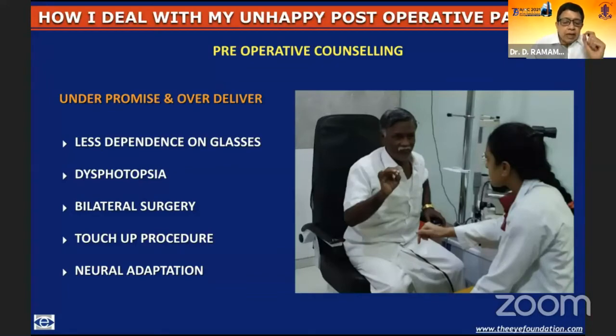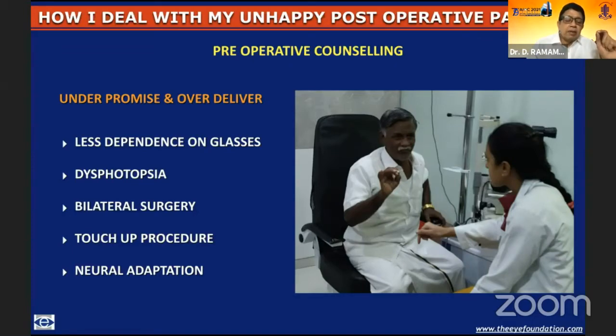The time you spend preoperatively is most important. And what we emphasize to these patients is that what we are aiming at is not doing away with glasses, but less dependence on glasses. Dysphotopsia is a small price to pay. They invariably, all multifocals, come with that. Bilateral surgery is what will give you the best results. A touch-up procedure or an enhancement with a laser or some other device may be necessary to get optimal results.